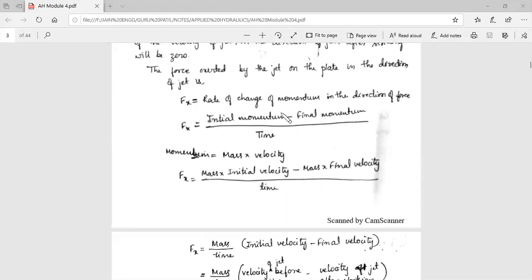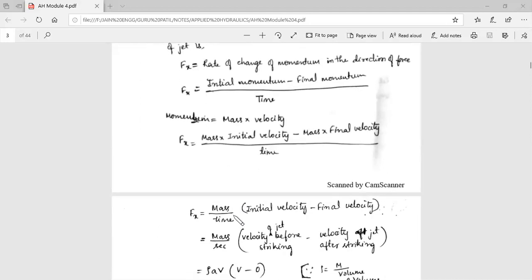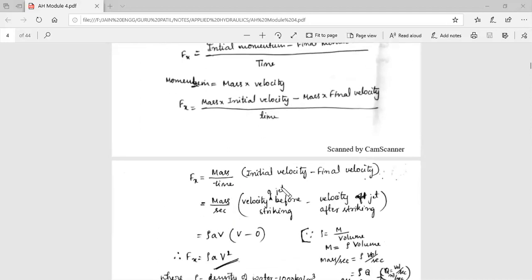This momentum is with respect to changing time, so it is divided by the time. Initial momentum is nothing but mass into velocity. Final momentum is also nothing but mass into velocity. So initial means initial velocity, and final means the final velocity, before hitting the plate and after hitting the plate. Therefore, in this equation, mass is constant and divided by the time. So mass by time is kept as it is, times initial velocity minus final velocity. Here, the initial velocity has some value, but in the final velocity, the velocity gets reduced or almost becomes zero.